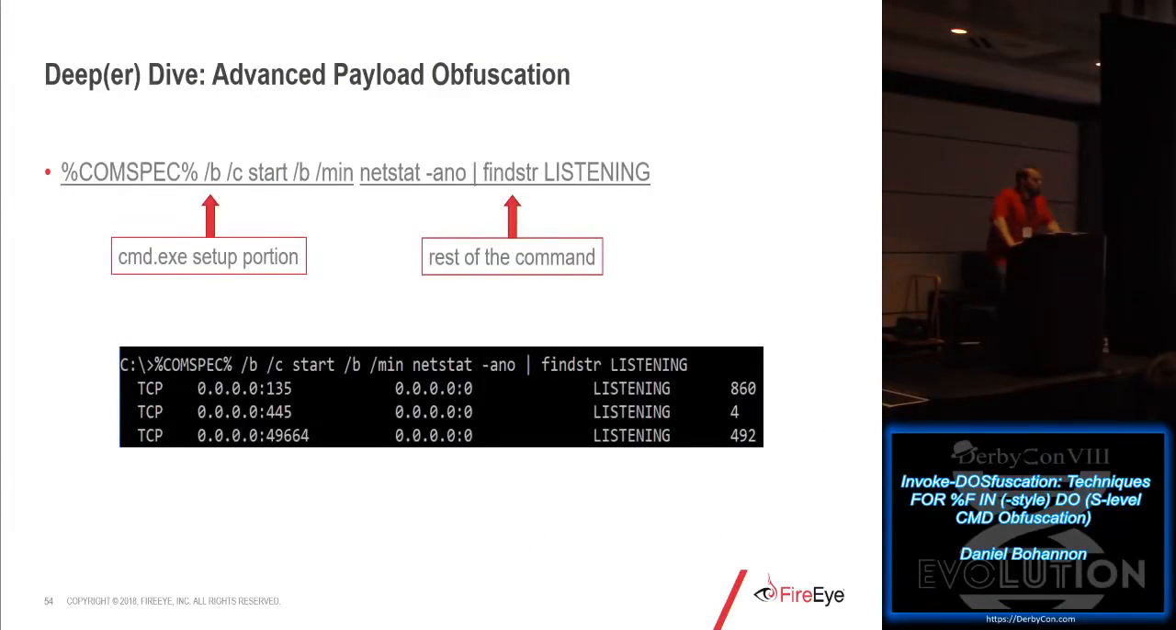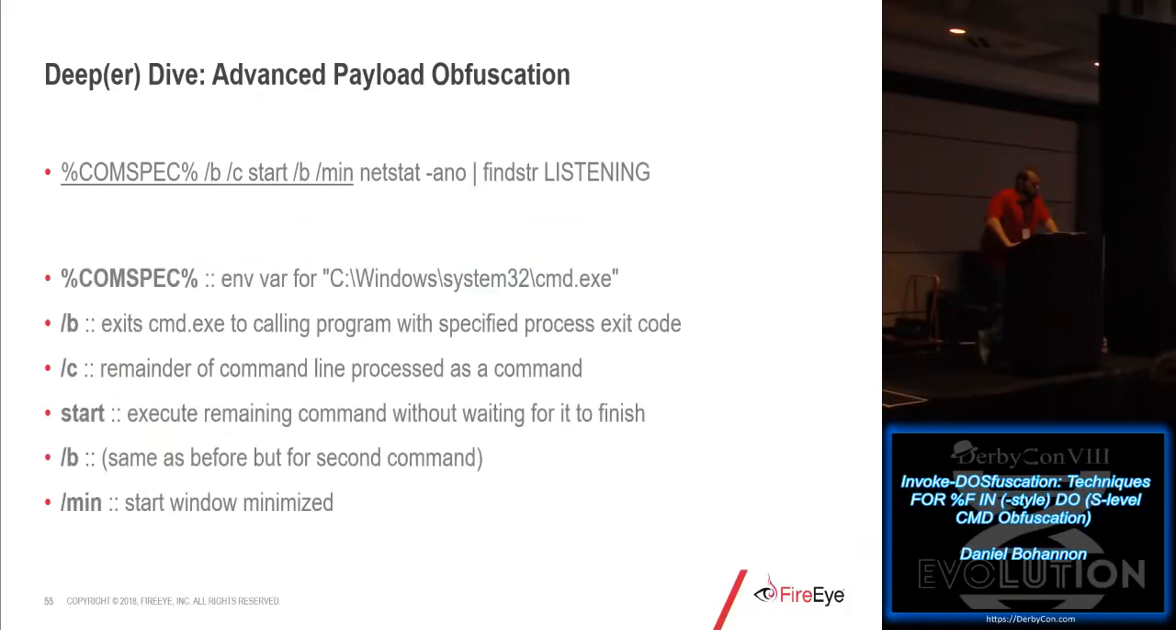So I chose this as the first command to look at because if there are any defenders in the house, the first portion of this command should probably make the hair stand up on the back of your neck, because %comspec% /b /c start /b /min pretty much never means a good thing if you see it in a 7045 service creation or anywhere else in event logs or registry keys.